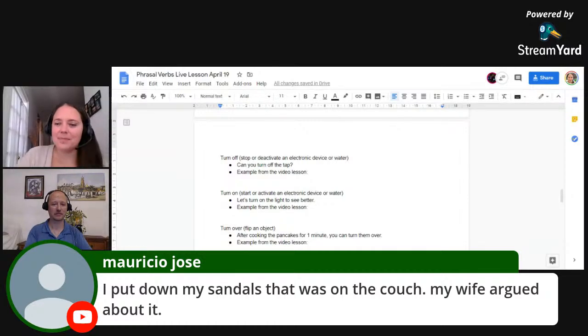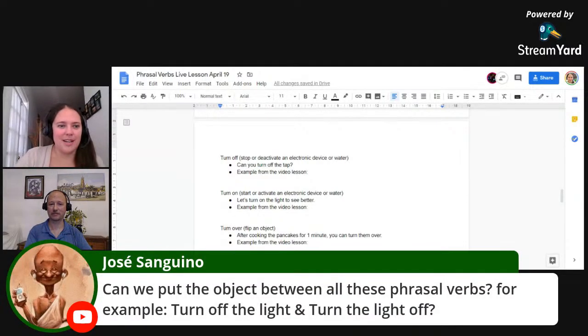Okay. Now we got a question here. Can we put the object between all of these phrasal verbs? For example, turn off the light, turn the light off. That's a good question. And this is probably one of the most difficult things about phrasal verbs. We have three different categories. We have phrasal verbs that have to stay together. We have phrasal verbs that have to be separated with the object in the middle. And we have phrasal verbs that you can use either way.